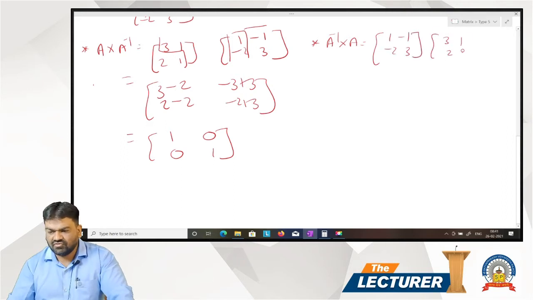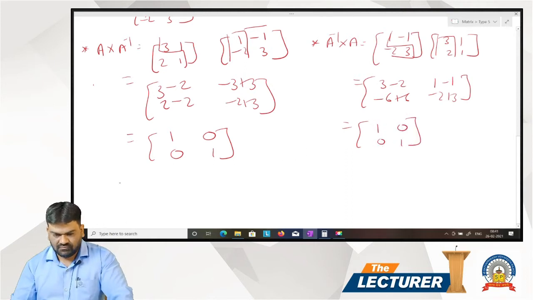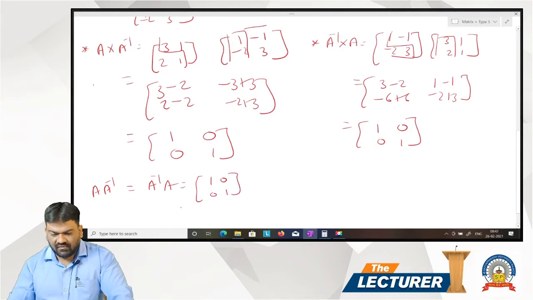Same way, A raised to minus 1 multiplied by A: [1 minus 1; minus 2 3] multiplied by [3 1; 2 1], giving 3 minus 2, 1 minus 1, minus 6 plus 6, minus 2 plus 3, which is [1 0; 0 1]. So A multiplied by A raised to minus 1 is equal to A raised to minus 1 multiplied by A is equal to [1 0; 0 1], that is I. So it is your answer.